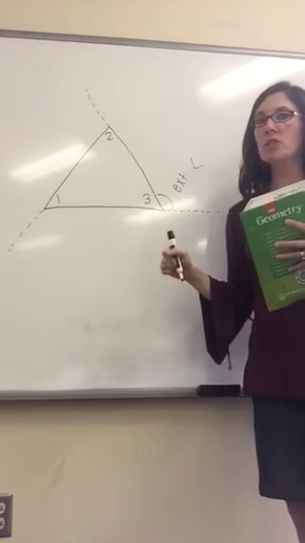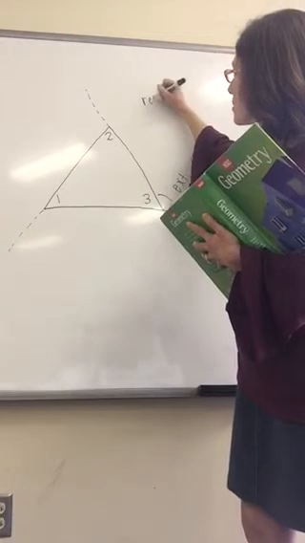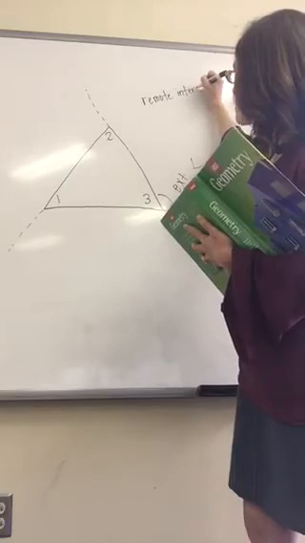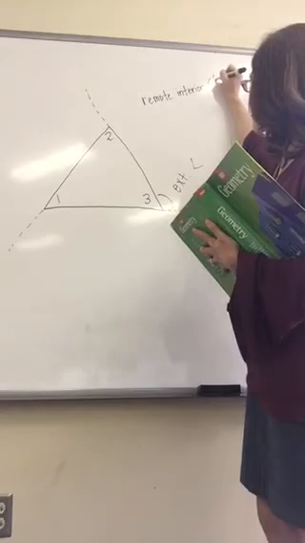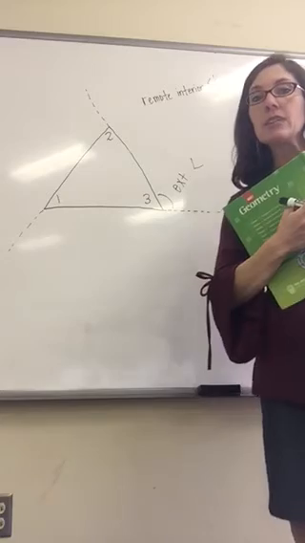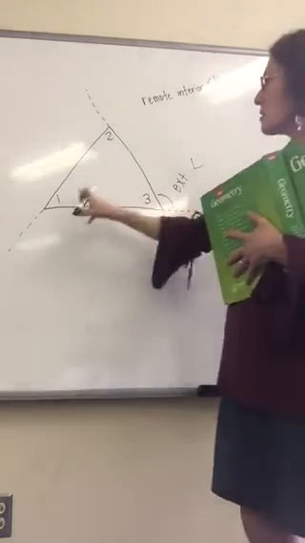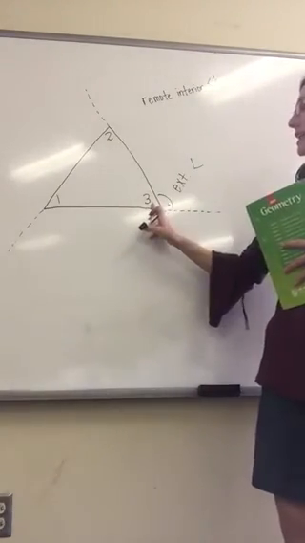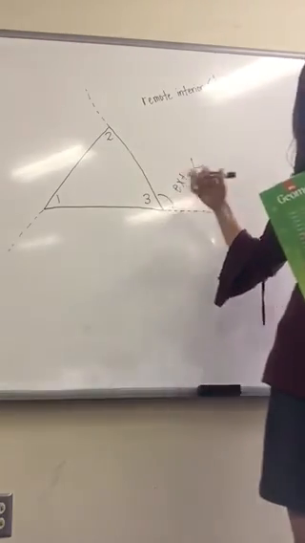But first we have to learn one more term. That term is remote interior angles. I want you to think about what the word remote means. It means far away or out of the way. So if I'm looking at this exterior angle and I want to figure out what its remote interior angles are, I'm going to choose the two angles that are farthest from it. So that's going to be 1 and 2, and never the angle that is adjacent to it. So 3 is adjacent to this exterior angle, therefore 3 could never be its remote interior angle. It has to be the other two.